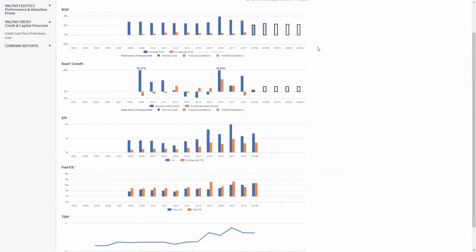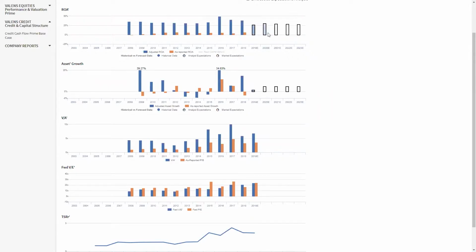So this is Activision Blizzard's performance and valuation prime chart, our PVP for short. What you're looking at here is the orange bars are the distorted as-reported ROAs, the distorted as-reported asset growth, and the distorted as-reported price to book and PE for this company. The blue bars are the uniform accounting, we call it true blue if you will, the uniform accounting adjusted returns of this business over the last 15 years, basically as far back as we have data for the company.